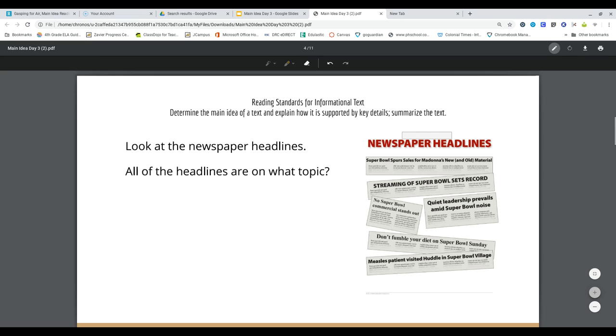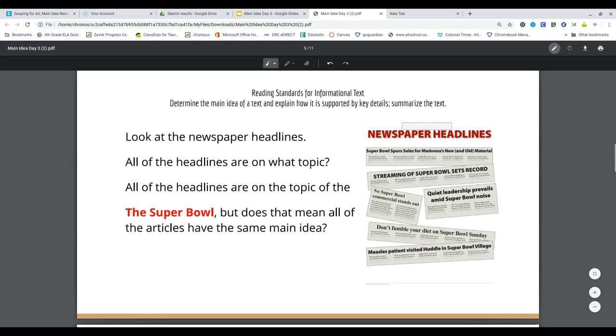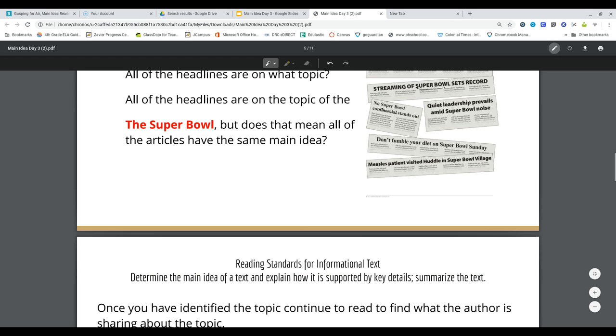Look at the newspaper headlines. All of the headlines are on what topic? Okay, all of the headlines are on the topic of the Super Bowl. They're all mentioning the Super Bowl. But does that mean all the articles have the same main idea? There goes that word again, main idea.